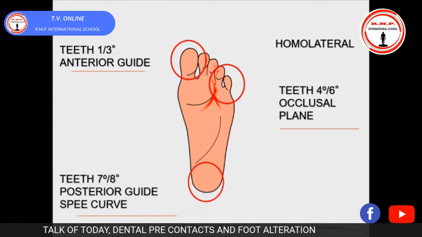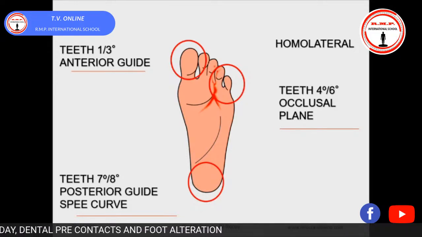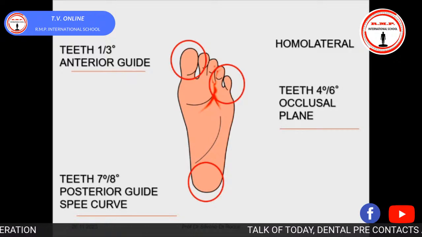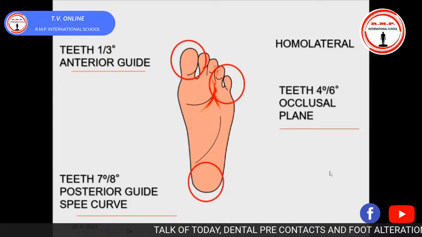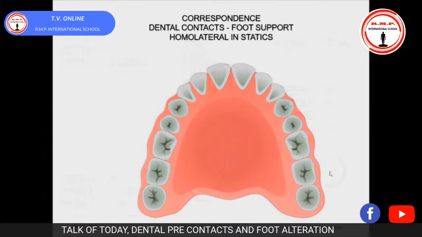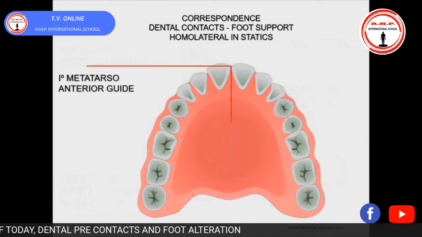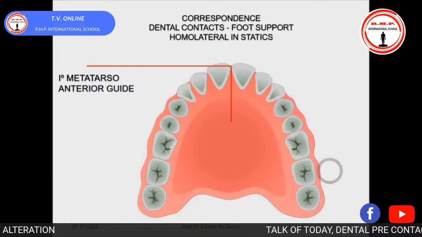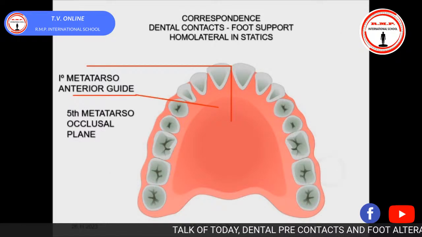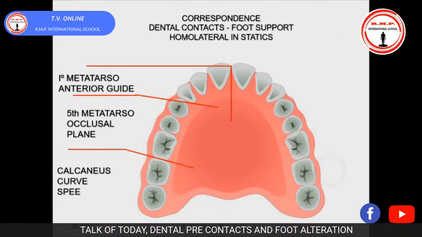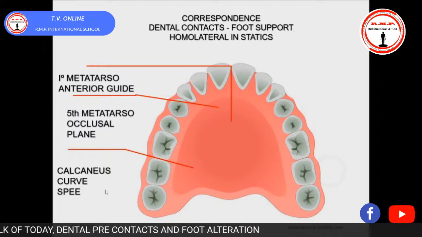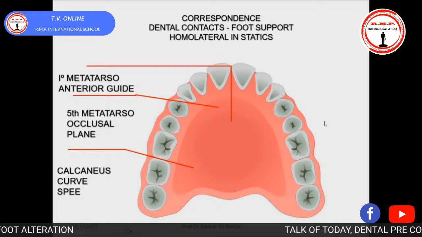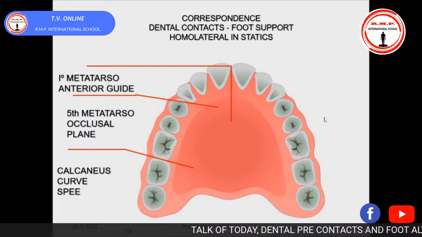And precontacts in the last part of the teeth, that means second and third molar, we call that in dentistry posterior guide or curve of Spee. They reduce the load in the calcaneus. The schema into the teeth: first metatarsus, anterior guide. Fifth metatarsus, occlusal plane. And Spee, calcaneus. That's the schema seen in the teeth, but we can measure that.